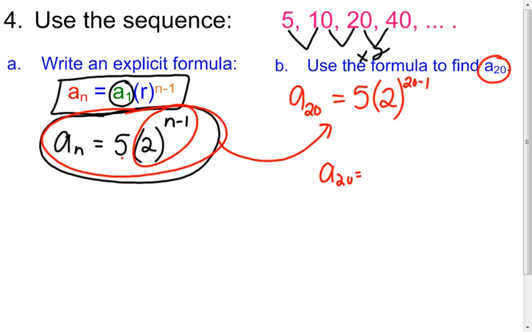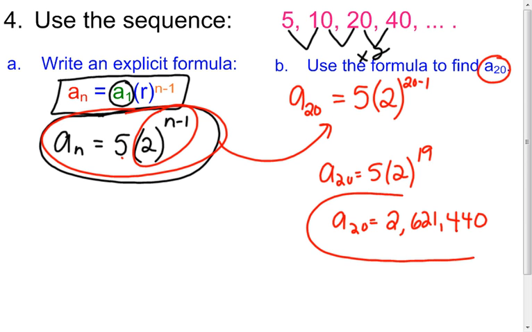So A20 is 5 times 2 to the 19th power. And at this point, what I would suggest doing is that you just simply plug that into your calculator. And when you plug that into your calculator, and you should maybe practice that and check it, you get 2,621,440. So pretty big number.